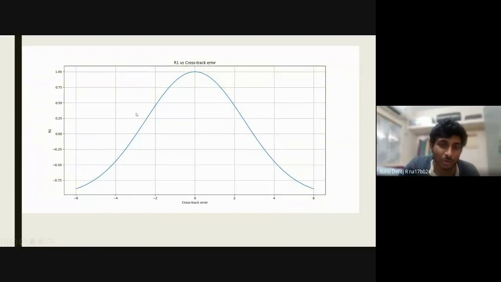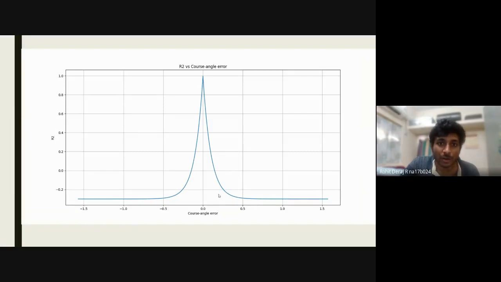So this is the R1 versus cross-track error plot. Here, around the value of cross-track error equal to 2.9, if the cross-track error crosses 2.9, the R1 becomes negative. And the R1 is 0 when the cross-track error is 0, essentially when the ship is following the correct path.